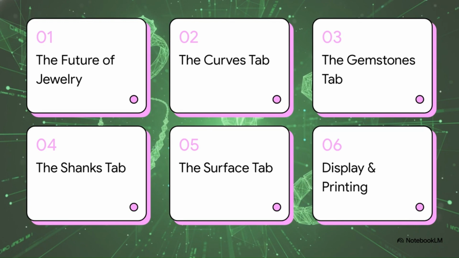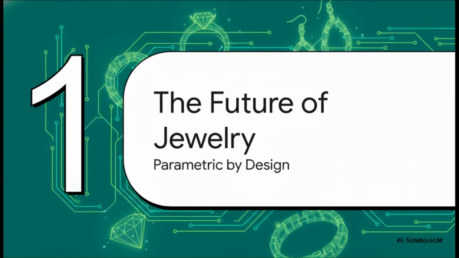So, for our tour today, we're going to explore this digital workbench, one tab at a time. We'll start with the big picture, then we'll get into the fundamental building blocks. We're talking curves and gemstones, then the ring shanks and surface details before we wrap up with those all-important finishing touches. Ready? Let's go. First up, let's really dig into why this new way of designing is so valuable and why it's truly the future of jewelry CAD.